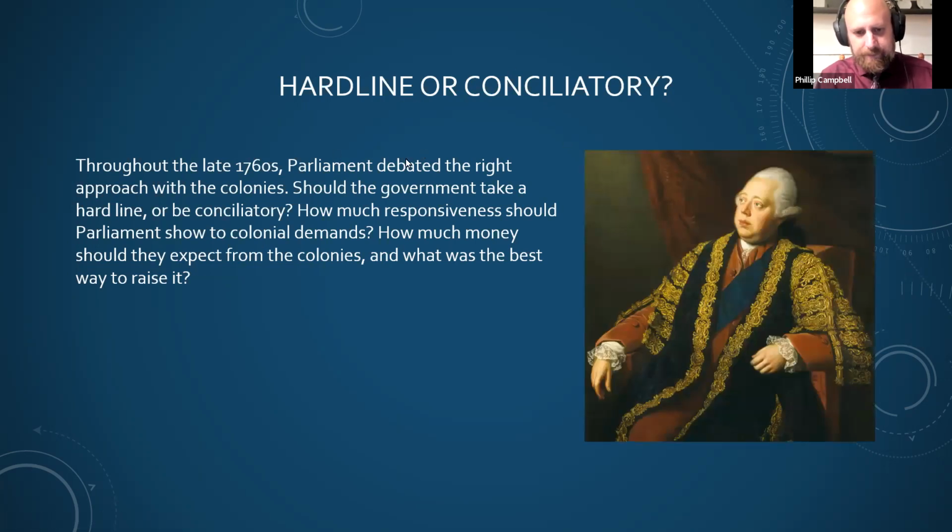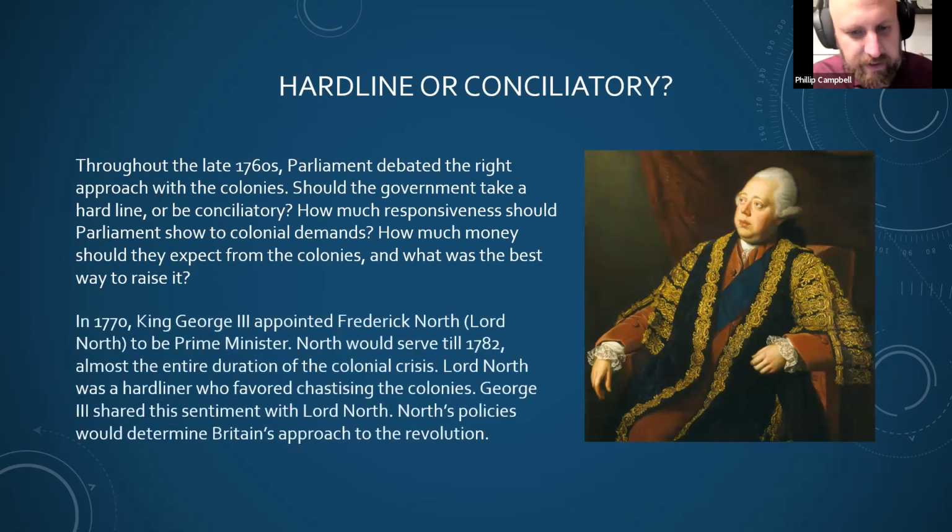Now, this chap here, this is Lord North, Frederick North, appointed by King George III in 1770 to be the prime minister. North would serve until 1782, almost the entire duration of the colonial crisis. Now, the way things worked in these days, the prime minister was kind of like the chief of the legislative branch. He mediated between the king and the parliament. He was appointed by the king. The king could appoint who he wanted, but they had to be vetted by the majority party in Parliament. And Parliament already had parties. They had Whigs, they had Tories.